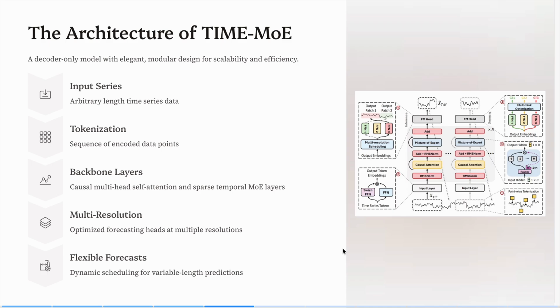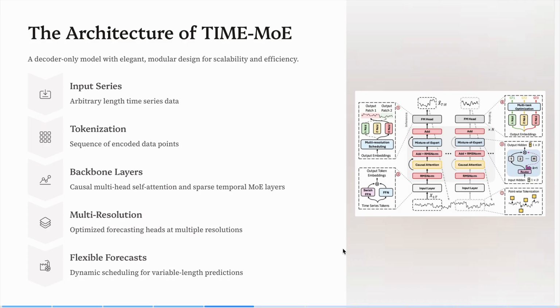The figure illustrates the elegant architecture of Time-MoE, a decoder-only model. This process begins with the input time series of arbitrary length. This is first tokenized into a sequence of data points, which are then encoded, and these tokens are fed into an n-stacked backbone layer. The core of these layers consists of a causal multi-head self-attention mechanism and sparse temporal mixture of experts layers.